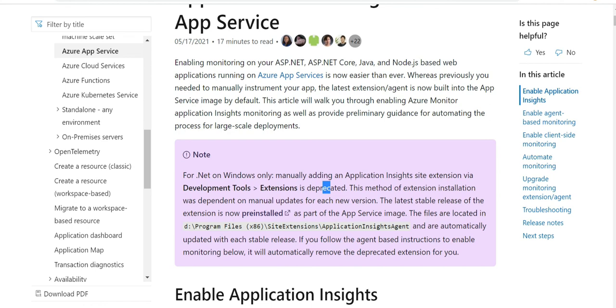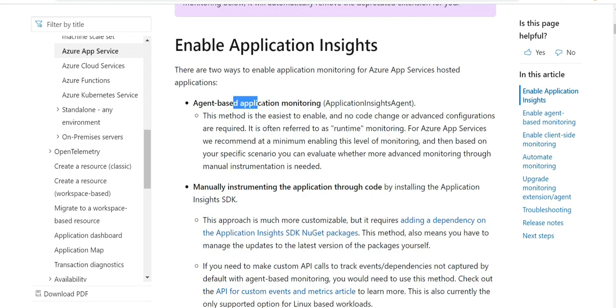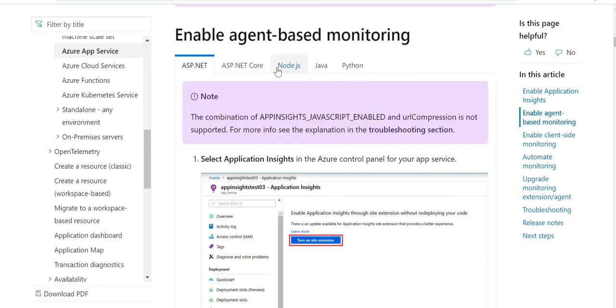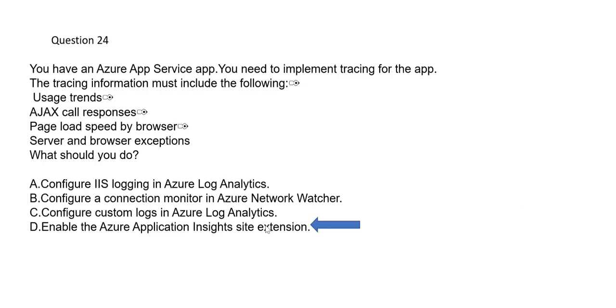So this has agent based application monitoring, and you can use custom API calls to track events which are not captured in the standard agent based monitoring. Your web applications have similar components. Some may have ASP.NET or Node.js, Java, etc. So this is one option which is very useful to monitor it. We will lock this answer and move forward.